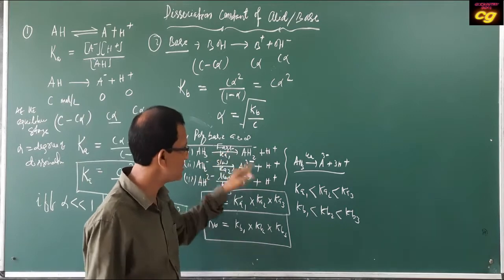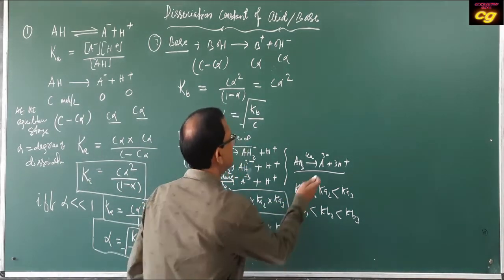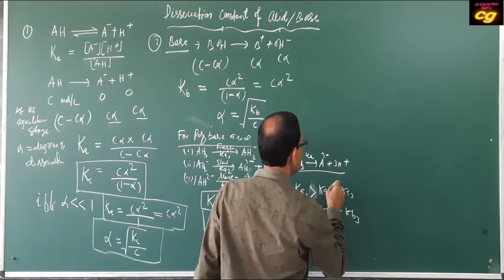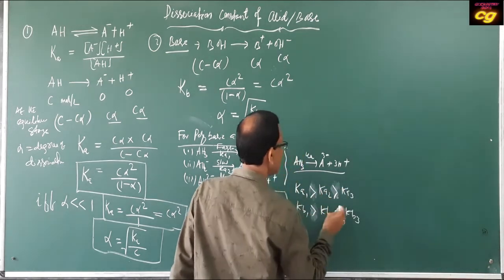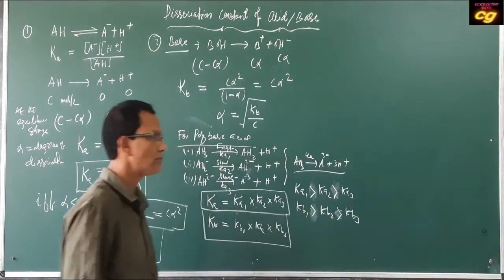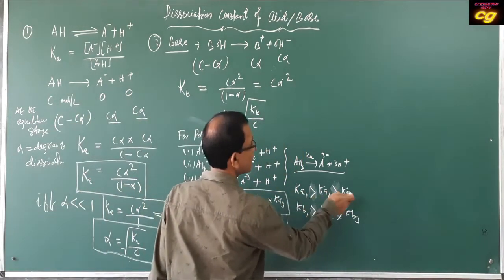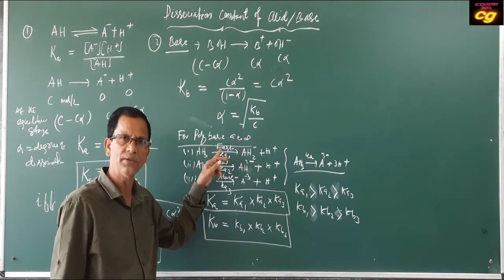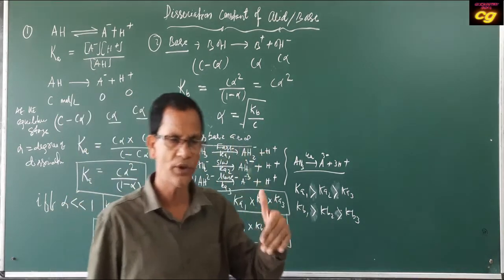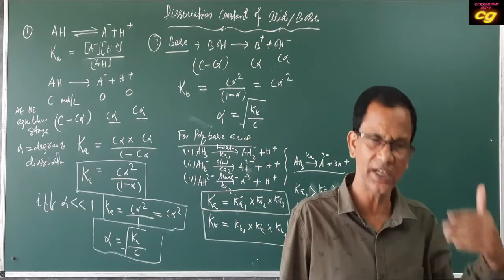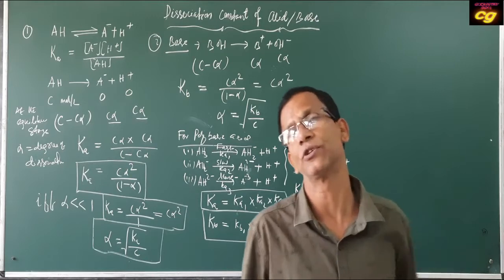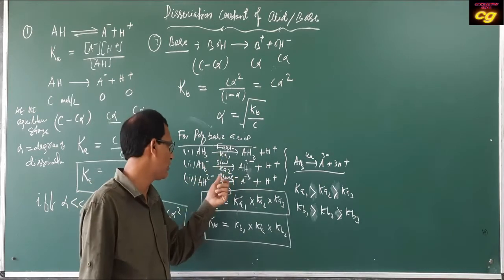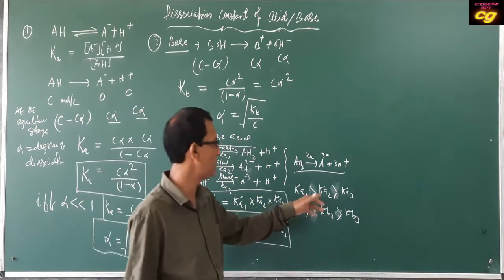That's why for the first step, K1 is greater than K2. This is Ka2. Similarly, Kb1 greater than Kb2 greater than Kb3. Okay, K1 greater than K2 greater than K3. In the first step the reaction is very fast. We already know that if the equilibrium constant is larger, then the reaction is faster toward the forward direction. So first step dissociation is faster, second step is slower, then the third step is the slowest. So K1 greater than K2 greater than K3.